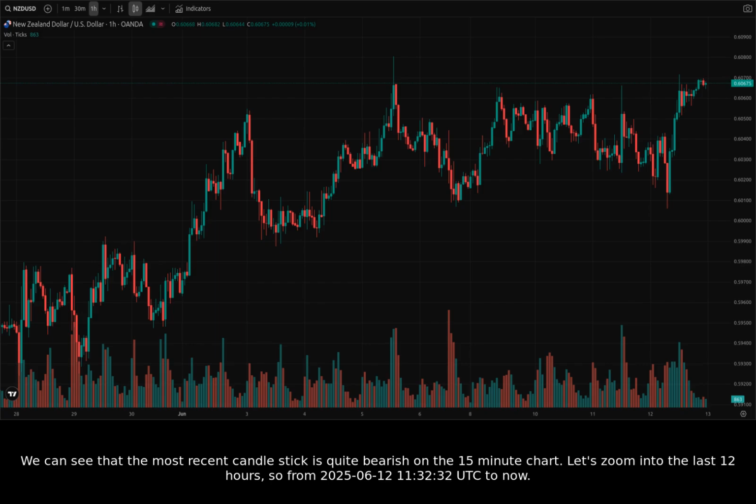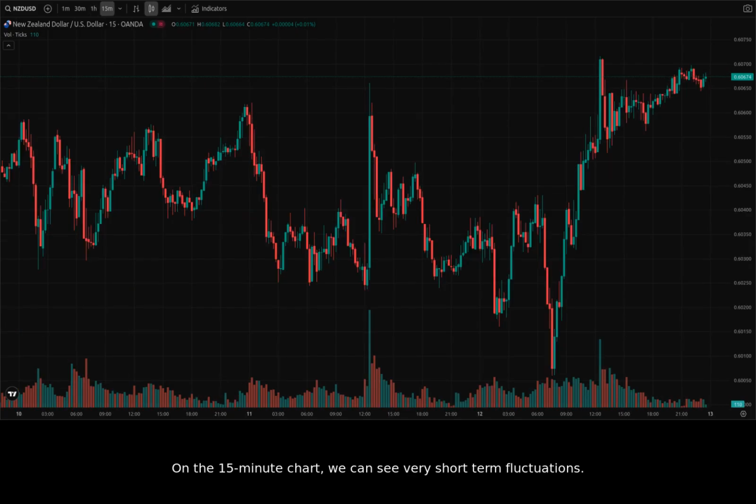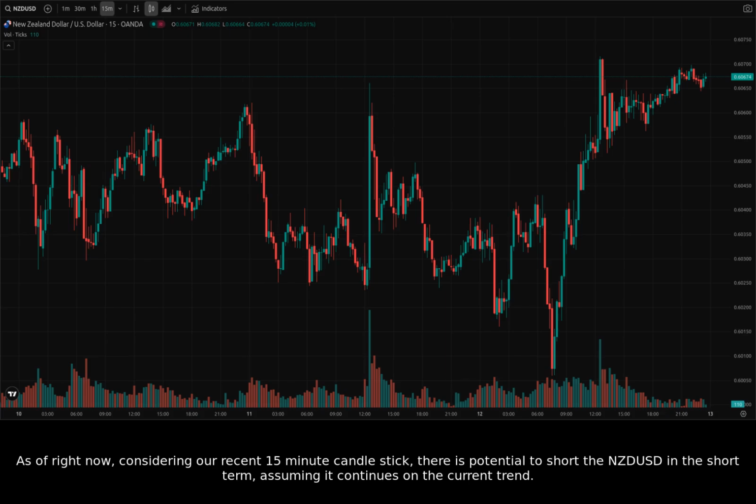We can see that the most recent candlestick is quite bearish on the 15-minute chart. Let's zoom into the last 12 hours, so from June 12th, 2025, 11:32 and 32 seconds Universal Time Coordinated to now. On the 15-minute chart, we can see very short-term fluctuations. As of right now, considering our recent 15-minute candlestick, there is potential to short the NZDUSD in the short term, assuming it continues on the current trend.